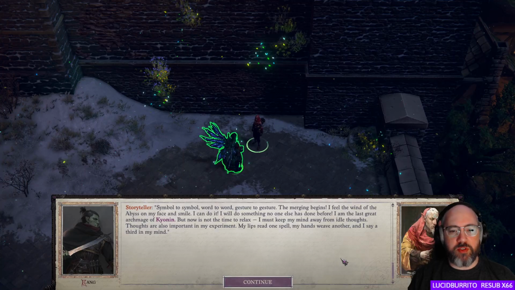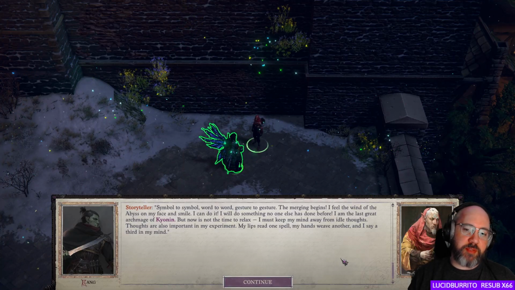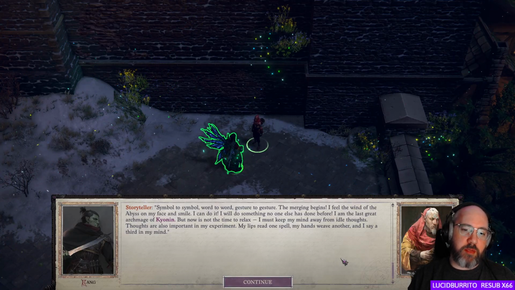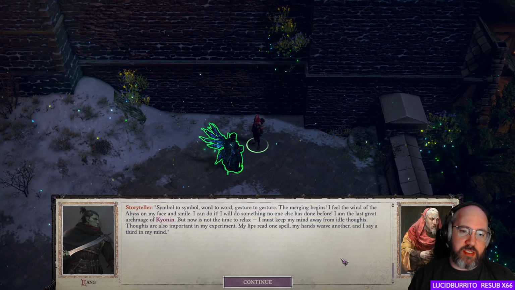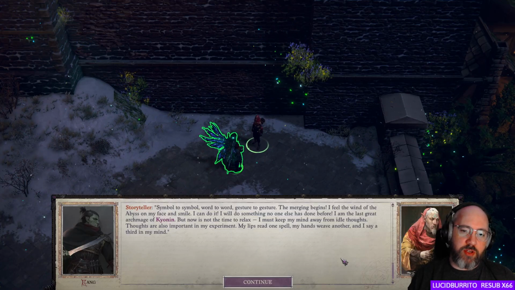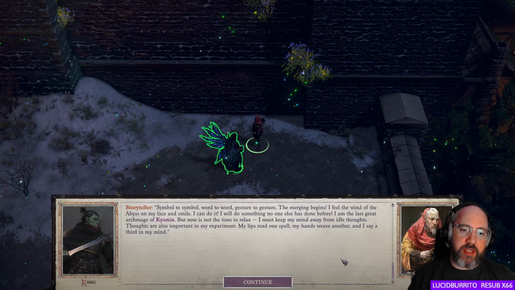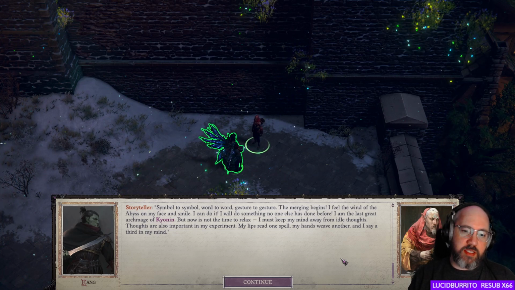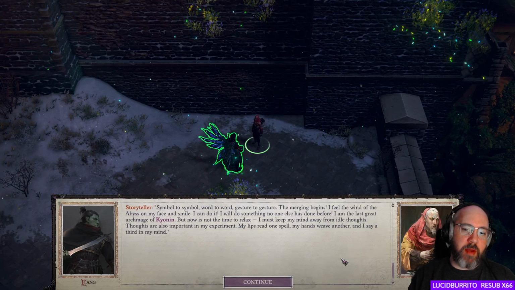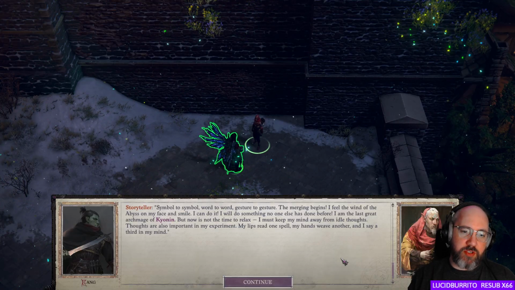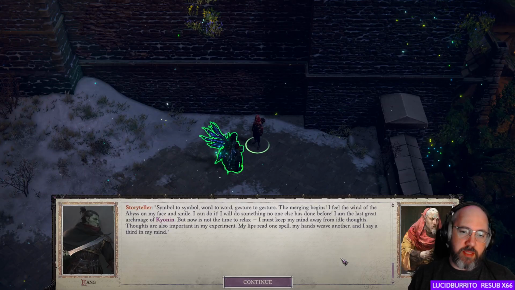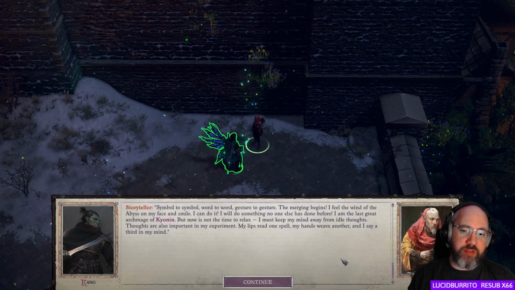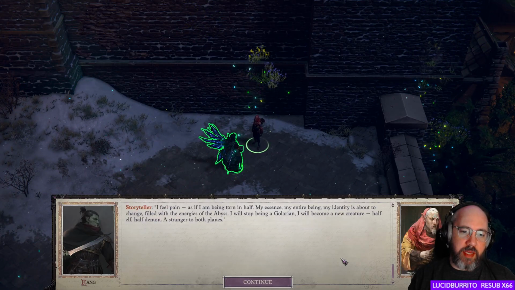Symbol to symbol, word to word, gesture to gesture, the merging begins. I feel the wind of the Abyss on my face and smile. I can do it. I will do something no one else has done before. I am the last great archmage of Kyanan. But now is not the time to relax. I must keep my mind away from idle thoughts. Thoughts are also important in my experiment. My lips read one spell, my hands weave another, and I say a third in my mind.